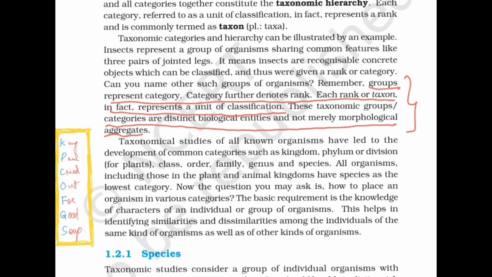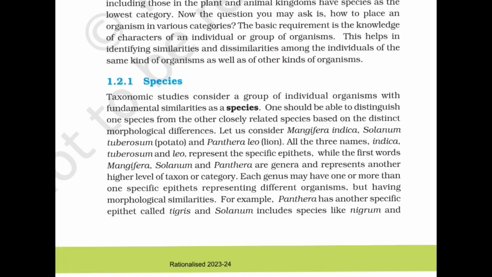Okay, the basic requirement is the knowledge of characters of an individual or group of organisms. This helps in identifying similarities and dissimilarities among the individuals of the same kind of organism as well as other kinds of organisms. That's it. So species, the last, we are starting from the base of the pyramid. The base of the pyramid is pretty much the base of everything.